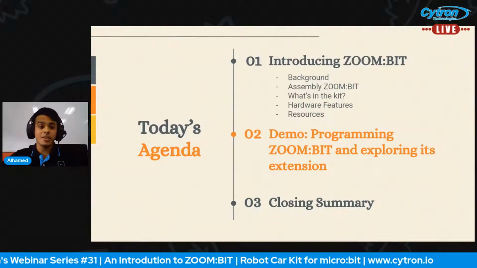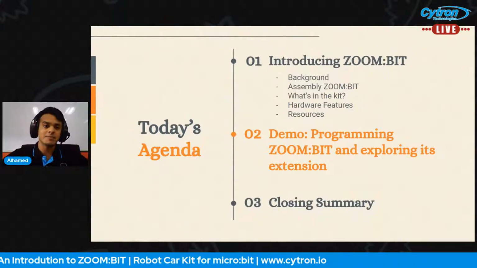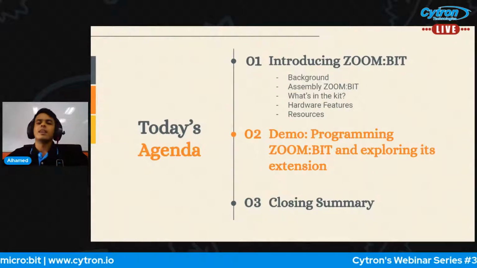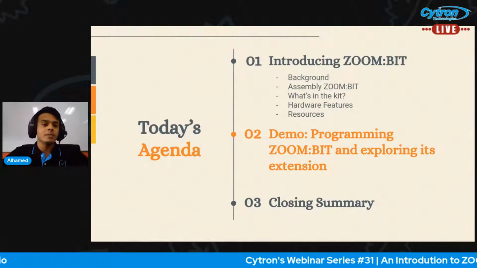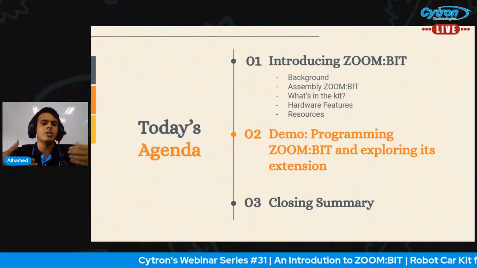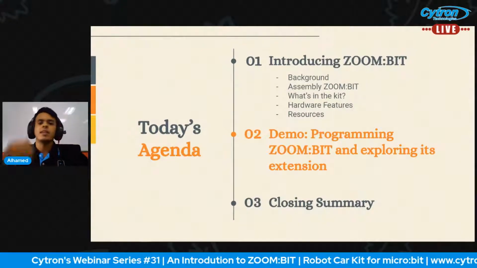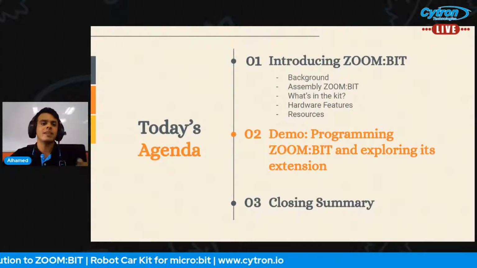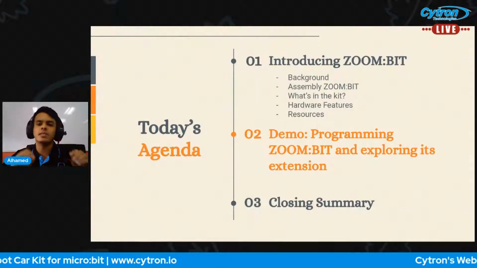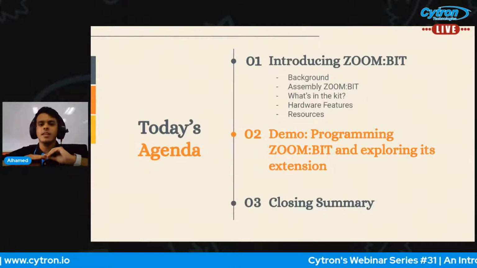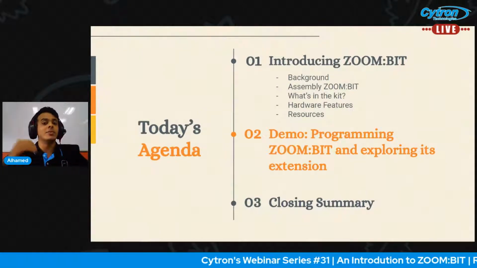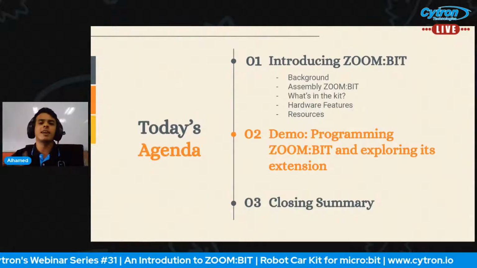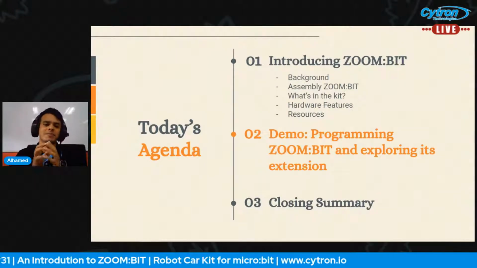All right, let's have a look at our agenda for today's webinar. For sure, we will begin by introducing to you ZoomBit, and we are going to walk through its background. We will see why we are using microbit with ZoomBit, and then we will talk more about ZoomBit itself. Right after that, we will watch an unboxing and assembly tutorial. And that will lead us to dive into the kit and see what's inside it and what makes it a fun and complete robot car.